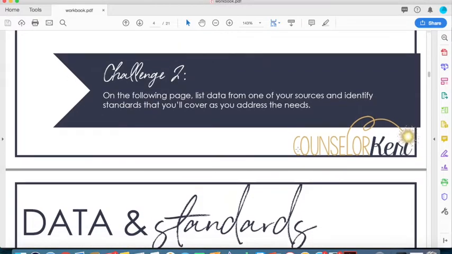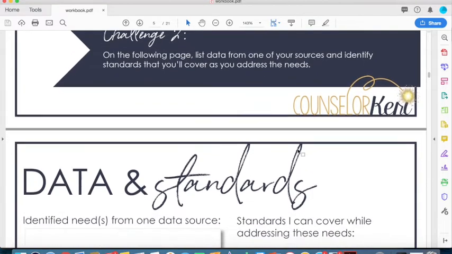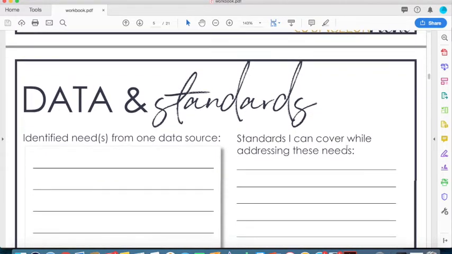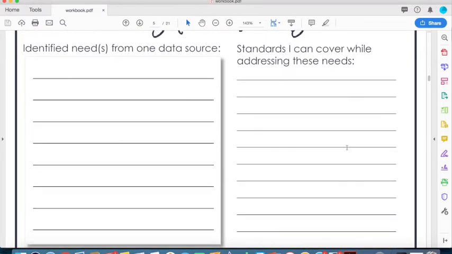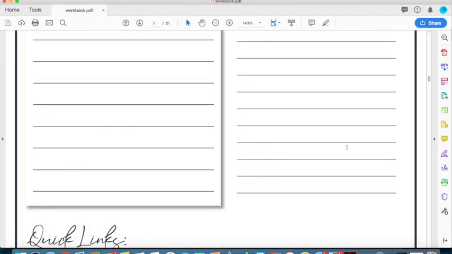Okay, so your challenge for this week at the bottom of the page in your workbook is to identify some data points from the data that you've collected or the data that's available to you, and then look at the standards that you're responsible for covering. See where there's some overlap and see where you can address needs and standards at the same time.